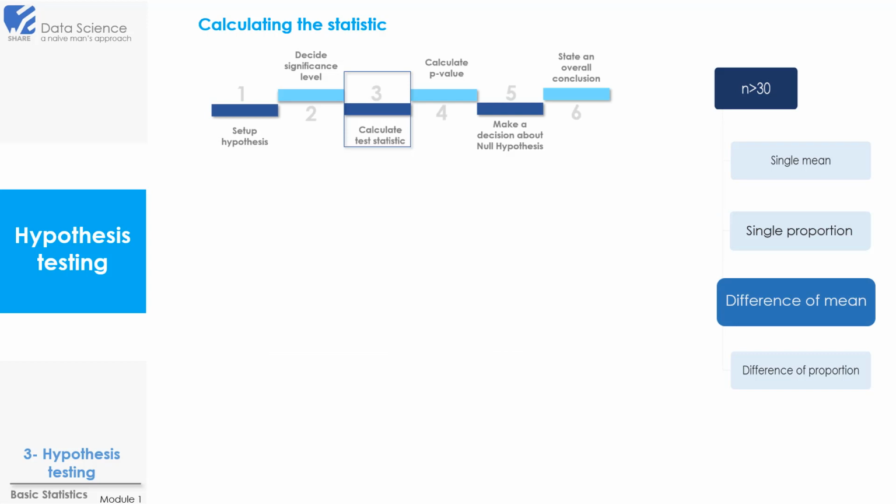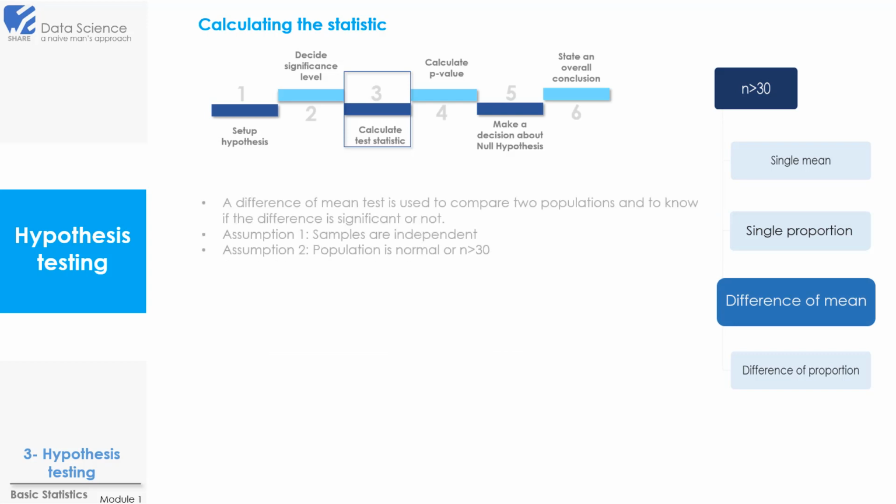Then our next test is to test the difference of mean. A difference of mean test is used to compare two populations and to know if the difference is significant or not. Now there are two assumptions associated with it. Assumption number 1, samples are independent. And assumption number 2, the population is normal or n is greater than 30. If n is less than 30, then we follow a different procedure, which we will discuss when we discuss the second category of tests. So for now, we are considering the second assumption that the population is either normal or n is greater than 30.